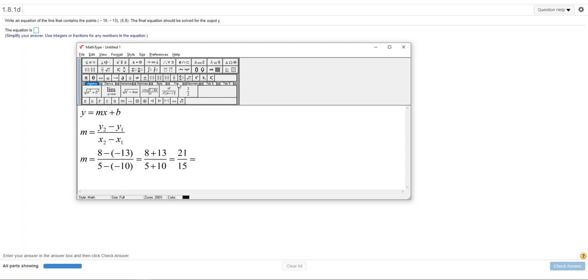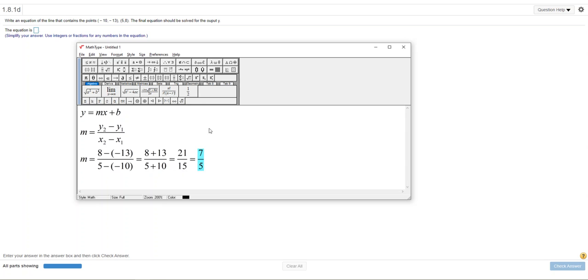And that fraction can be reduced. I know that I can divide both of those numbers by 3. 21 is 3 times 7, so if I divide by 3, I get 7. And 15 is 3 times 5, so if I divide by 3, I get 5. So we can reduce that fraction by dividing both top and bottom by 3, and I get 7 over 5.